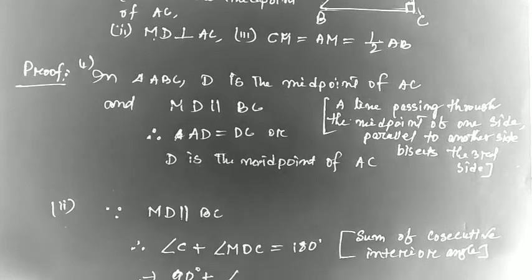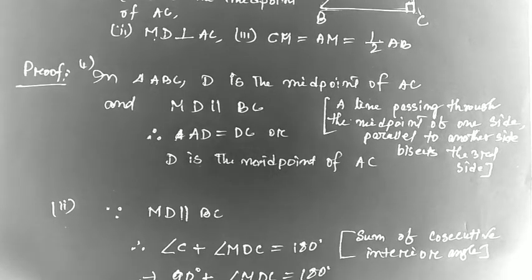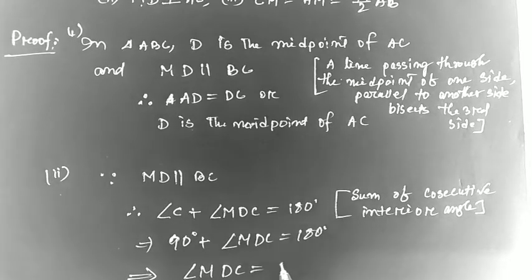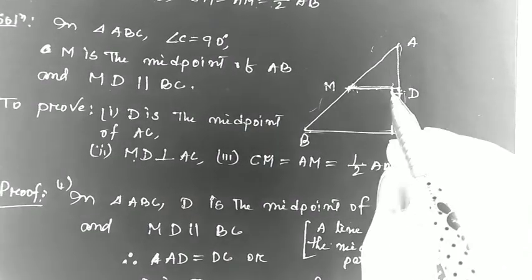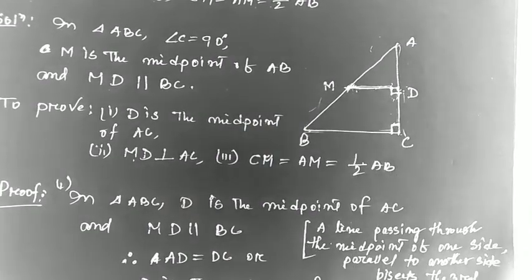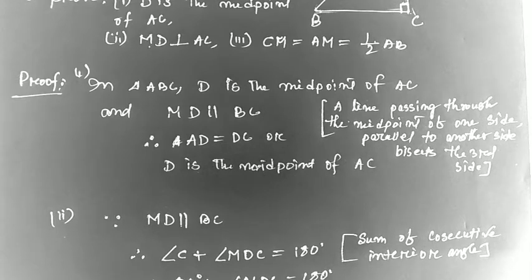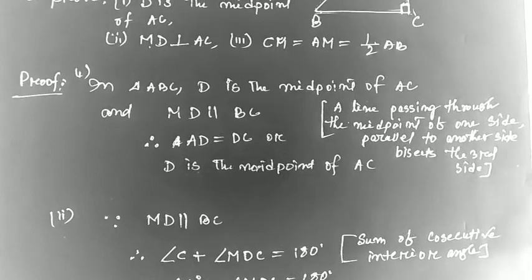Sum of consecutive angles. So we know C is 90 degrees, so here we can put 90 degrees plus angle MDC equals 180 degrees. That means angle MDC is equal to 180 minus 90, that is 90 degrees. So since this angle MDC is 90 degrees, then MD is perpendicular to AC. Very easy. Therefore MD is perpendicular to AC. So it is proved.